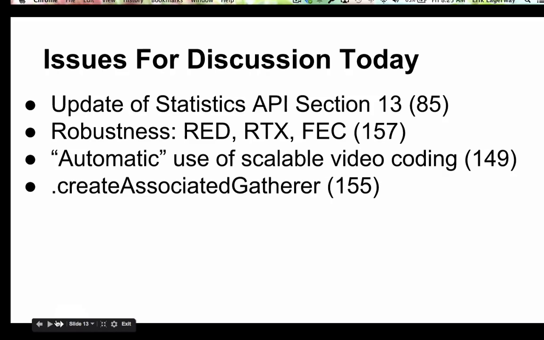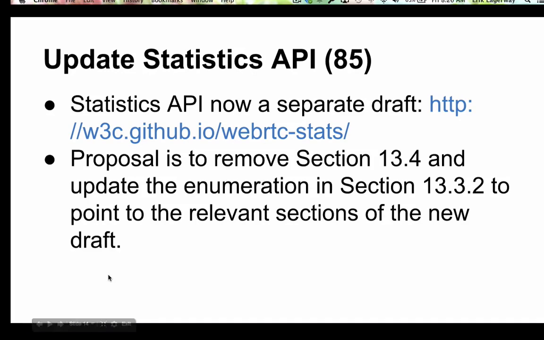So issues for today: updated stats API, section 13. Robustness issues: red, RTX, FEC, automatic scalable video coding, which is one of the issues brought to the list, and how do we deal with that if we do or do not. And an issue regarding the created associated gatherer, which we'll discuss today, and then we're also going to discuss implementations at the end. That's a missing bullet point. Okay, next slide. There we go.